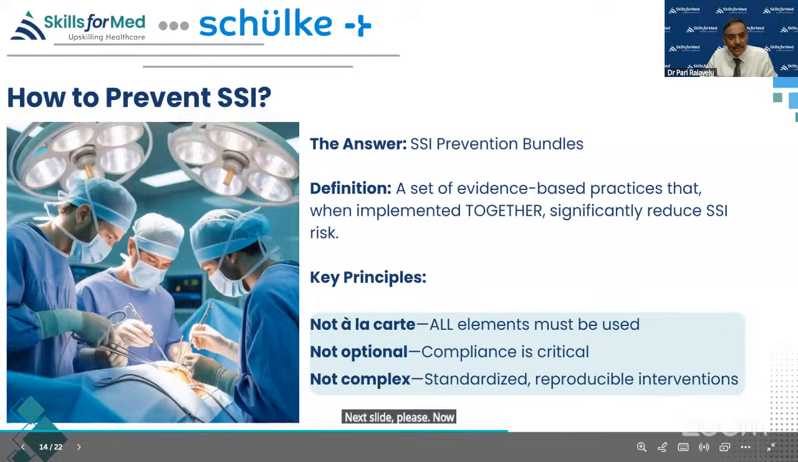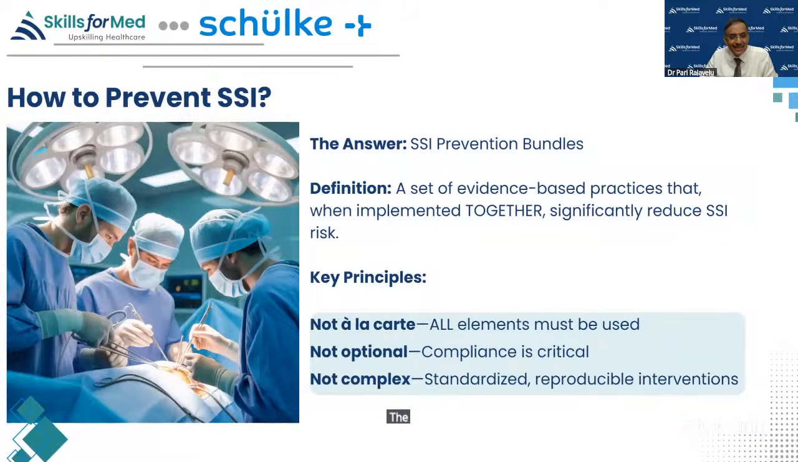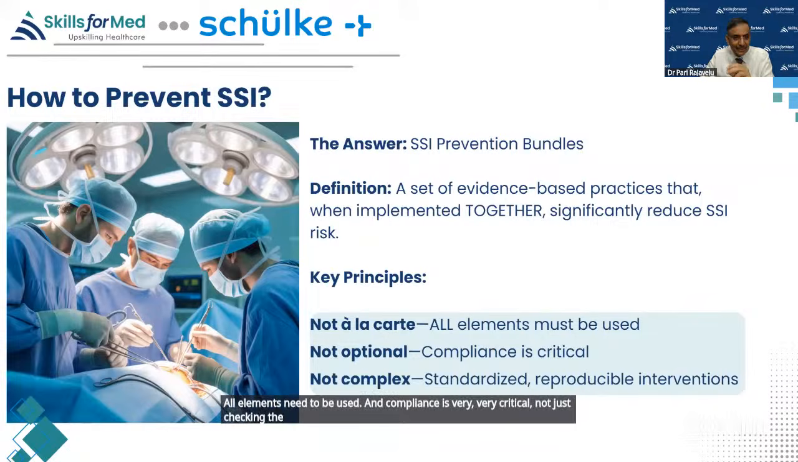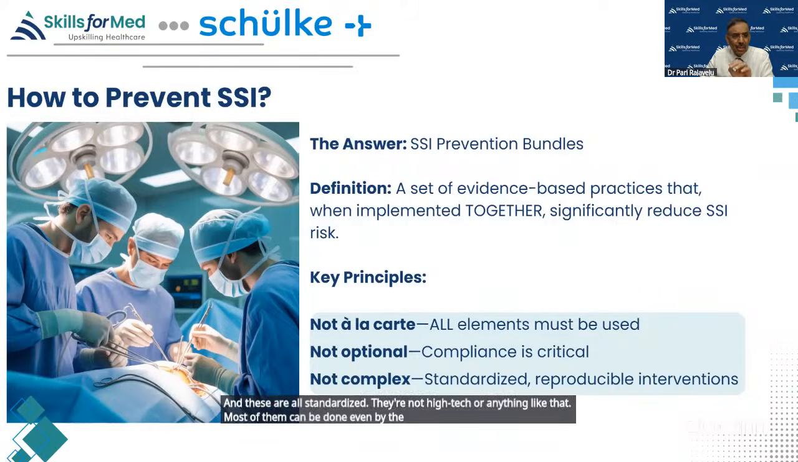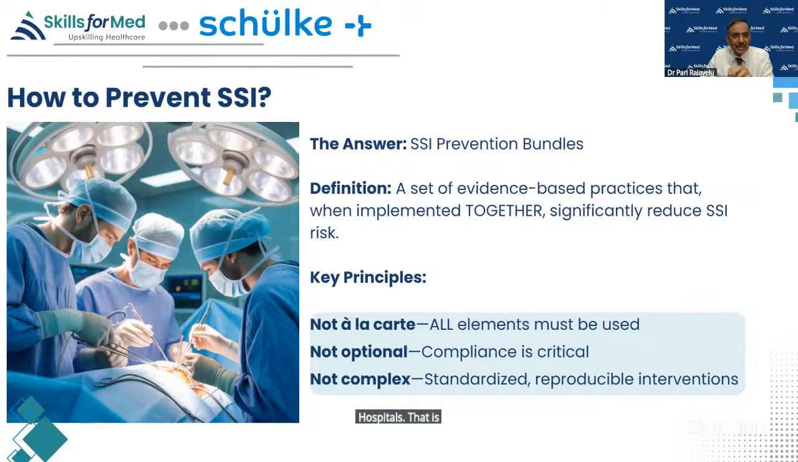Now, how do you prevent SSI? The answer is actually pretty simple. You need to follow SSI prevention bundles. These are evidence-based practices, and we need to implement them together, and then only will they reduce surgical site infection. All elements need to be used, and compliance is very, very critical, not just checking the boxes. You need to actually practice and implement it. These are all standardized, not high tech or anything like that. Most of them can be done even by the lowest resource hospitals. That is the real tragedy about this.